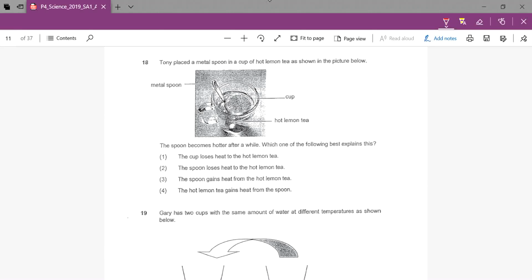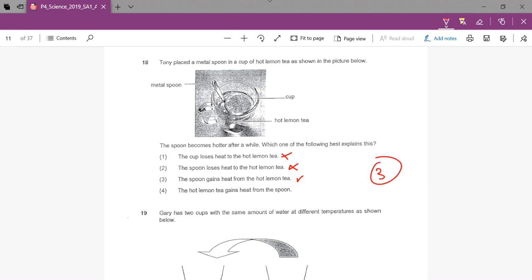Cup loses heat to the hot lemon tea. It is totally nonsense. The cup is the colder one, right? The hot lemon tea is the hot one. How can a cold thing lose heat to the hot lemon tea? The spoon loses heat, also wrong. Spoon is not the hot one. The hot one is the hot lemon tea.